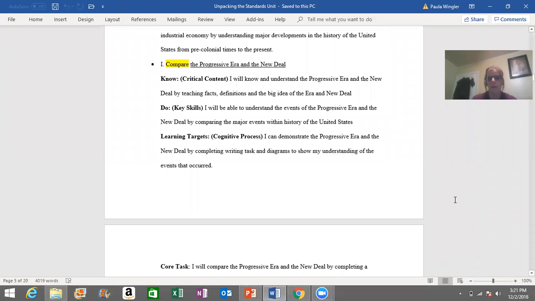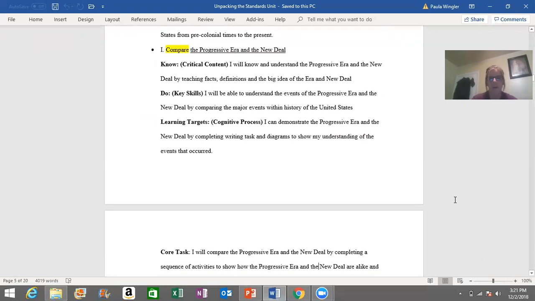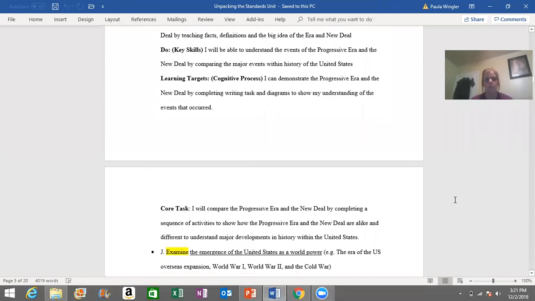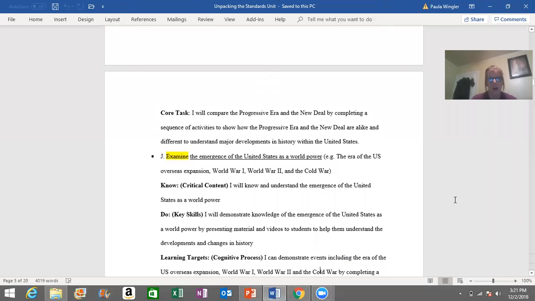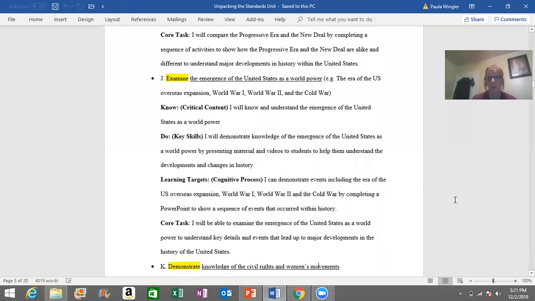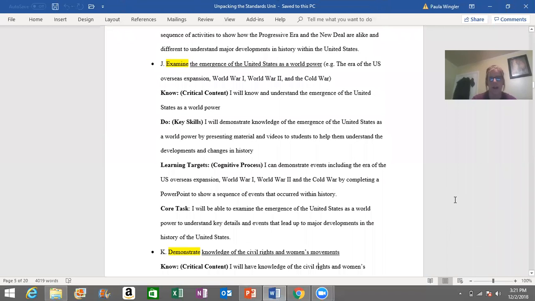They're going to be able to compare the Progressive Era and the New Deal. They're going to understand what the Progressive Era and the New Deal are by teaching facts. They're going to be able to understand events that happened in the Progressive Era. They're going to also be able to demonstrate those. They're going to be able to examine the emergence of the United States as a world power. So here they're going to be able to examine what happened and the impact it had. They're going to have knowledge of it.